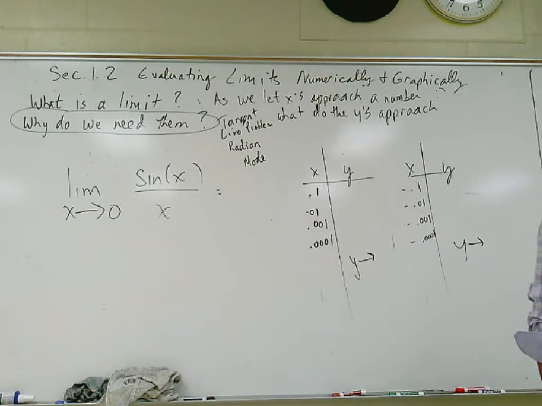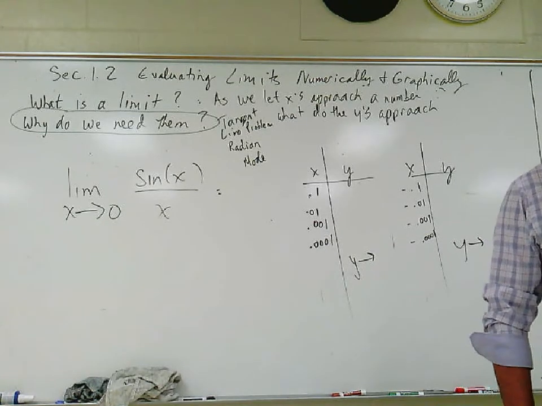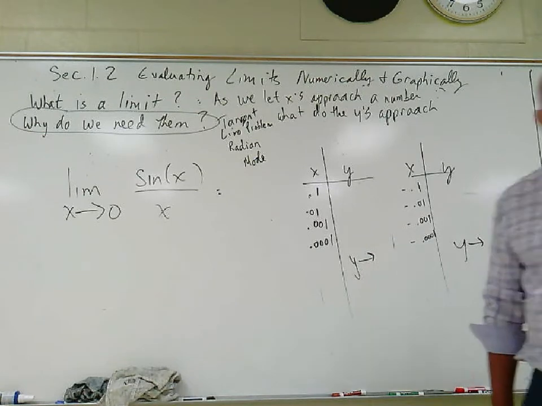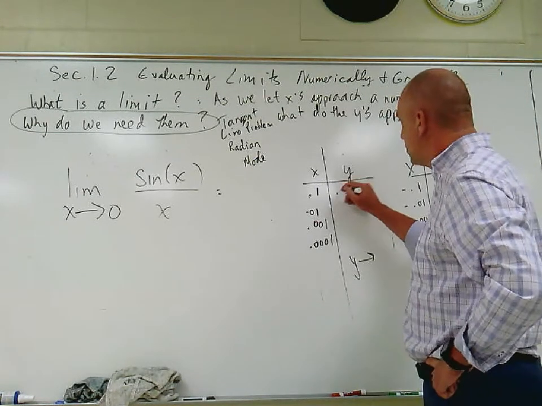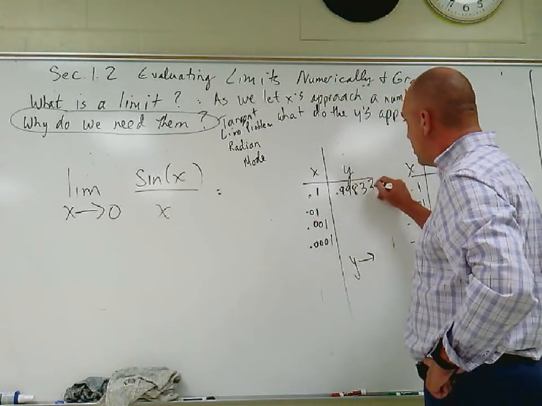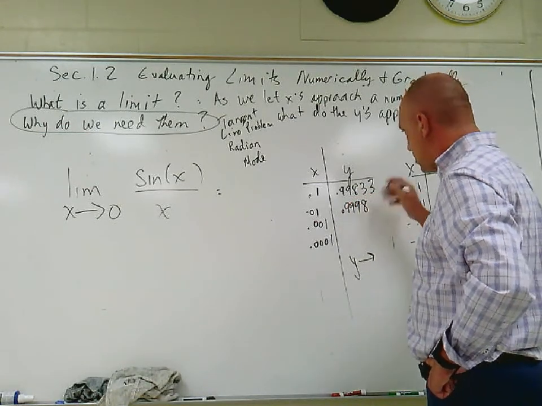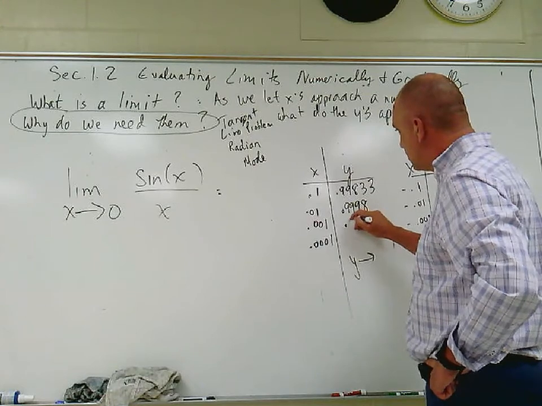Okay, can somebody give me table 1 so we can check our answer? Who can give us table 1? Alyssa, you look like you got it. I got 0.99833. Good. 0.99833, okay. 0.99998. All right, good. And then the next two are just 1.